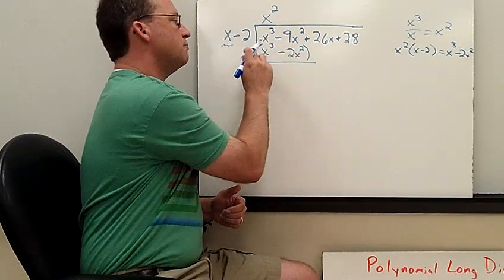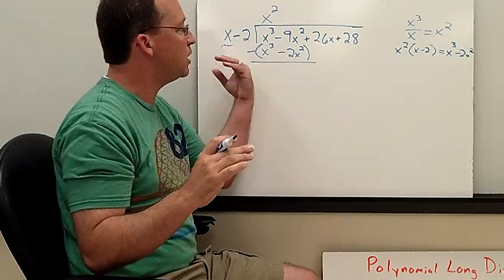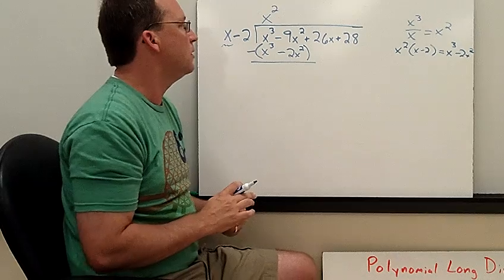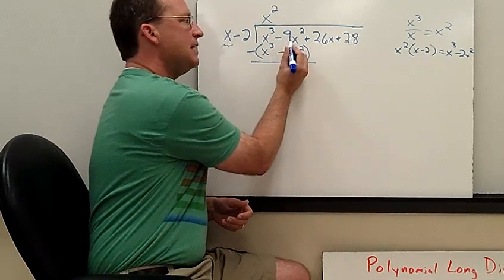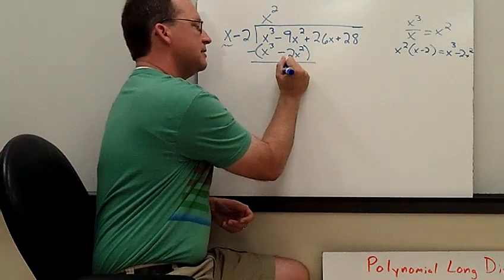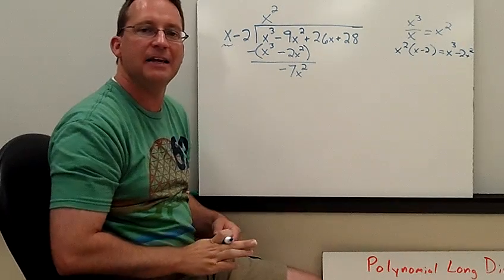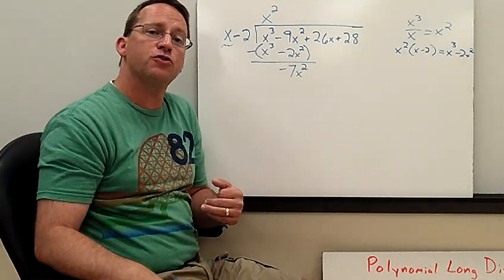So we do x to the third minus x to the third, we get nothing. That's good news for us. That means we've divided as much as we can into that expression. Then we have a negative 9x squared minus a negative 2x squared. That's a negative 7x squared. You can watch your signs there if you're subtracting a negative. Okay? So we've gone through our first step.